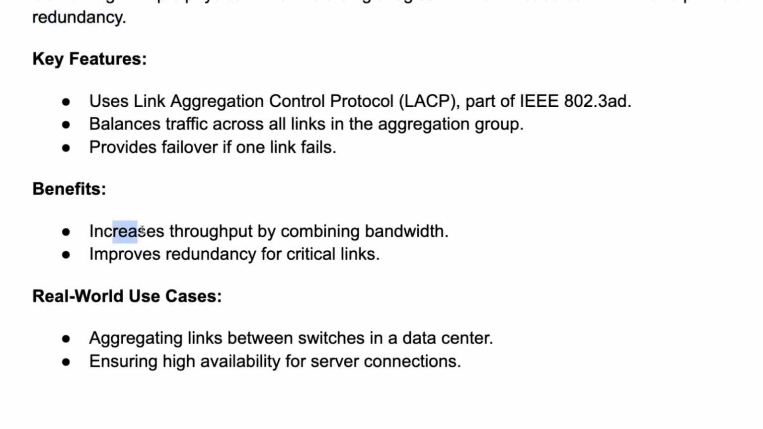So the benefits would be to increase throughput by combining bandwidth, because again, you're creating a single logical link from multiple physical devices. So imagine multiple physical routers bringing in service, and now you're combining the power of those physical routers into one big switch, and from that you're increasing your bandwidth because you're combining the power of all of those routers. And it improves redundancy for critical links. In case, again, one of those routers fails, at least you have the other routers as a backup. It won't be as fast, the bandwidth won't be as great, but at the very least you still have connectivity.